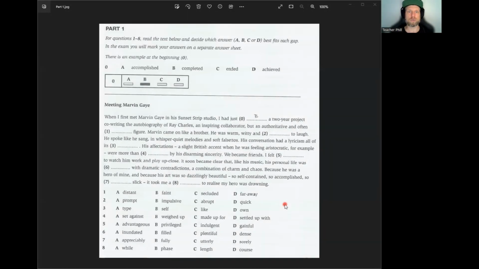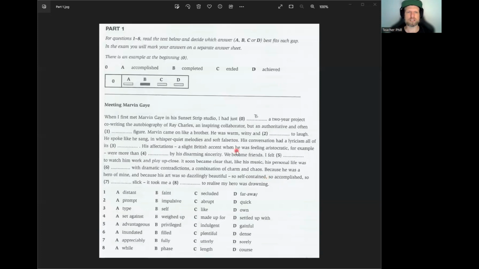Okay, so here we are again. I've just read the text. Quite interesting, meeting Marvin Gaye, one of the great musicians in history, and this is going to be quite interesting to do. So after reading the text real quick, we can go on to the next step. That means we look at the first gap and we try to analyze this gap a little bit, which means we look at what's before the gap, what's after the gap, and perhaps we can find something that will help us with choosing the correct answer.